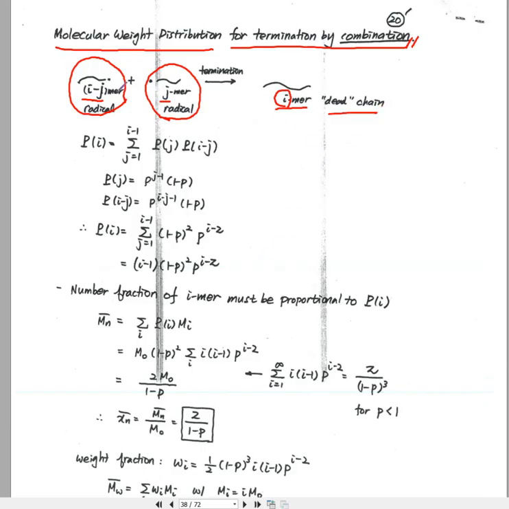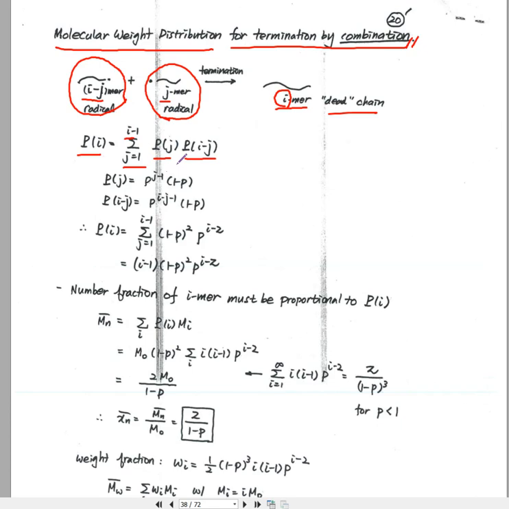And if you want to calculate the probability of forming this i-mer dead chain by combination, then this p_i should be equal to the probability of forming this i minus j radical and also j radical, right? P_j and P_(i-j). And the length of j could be varied, right? So we need to sum by the sigma from j equals 1 to i minus 1.